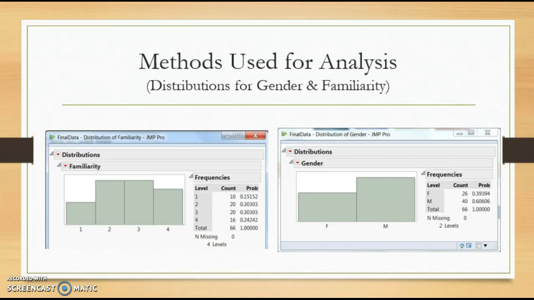Lastly, in case anyone was curious about the distribution of our data, this shows the distribution for both the familiarity and the gender of all of our participants. For the familiarity, we know that 2 and 3 were not necessarily super accurate, but we demonstrated that in a previous slide. And then for the gender, we see that more participants are male than female, but this is kind of obvious because we were studying this in a university engineering department, so that's not so much of a surprise that there's more males than females.